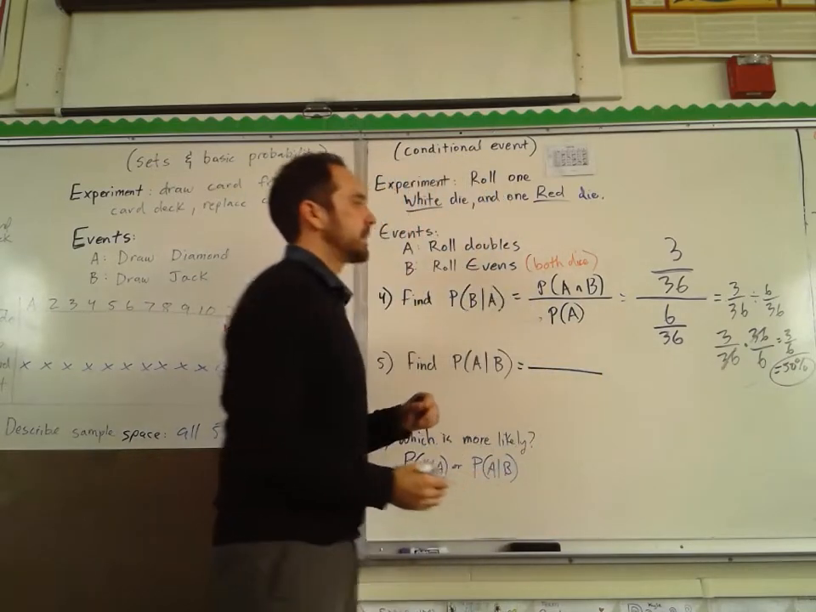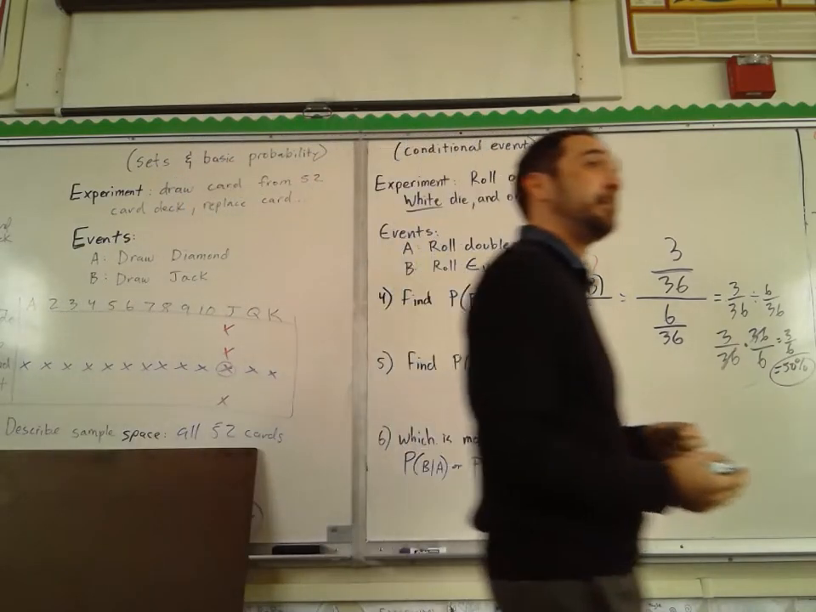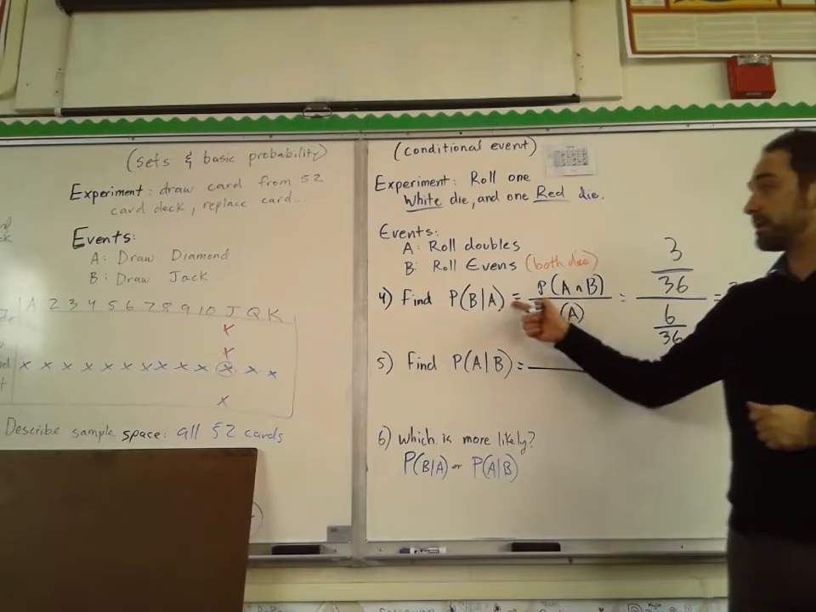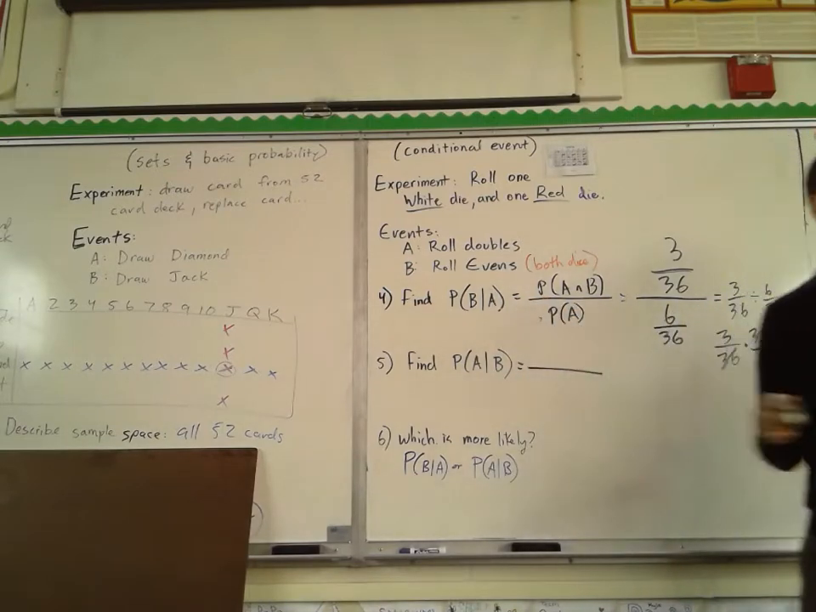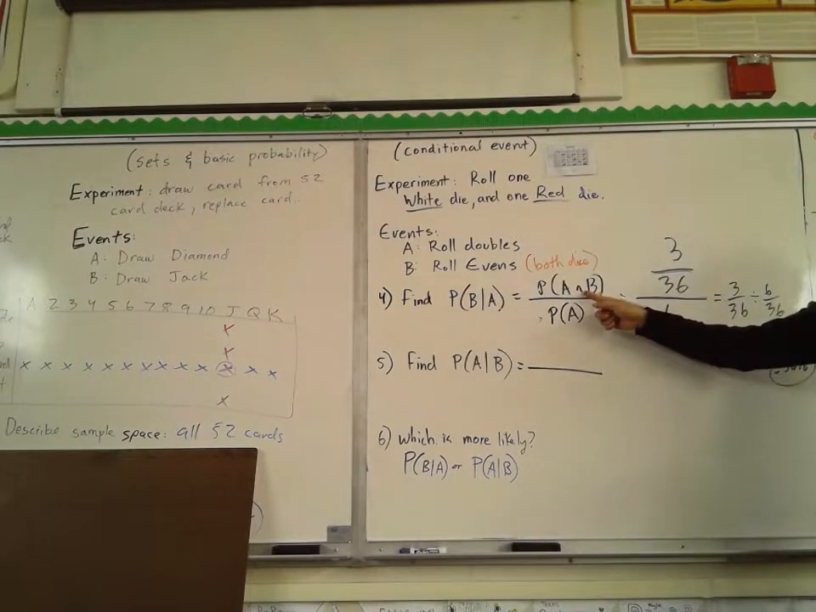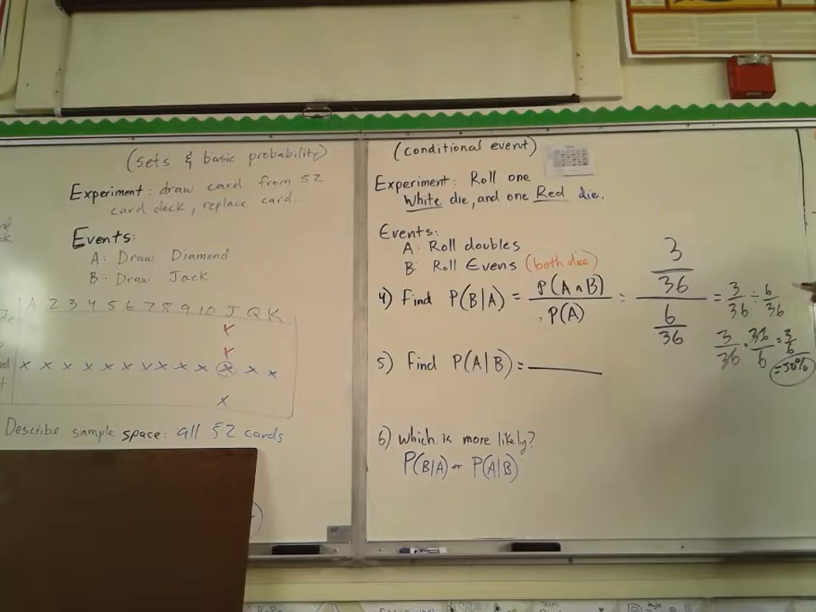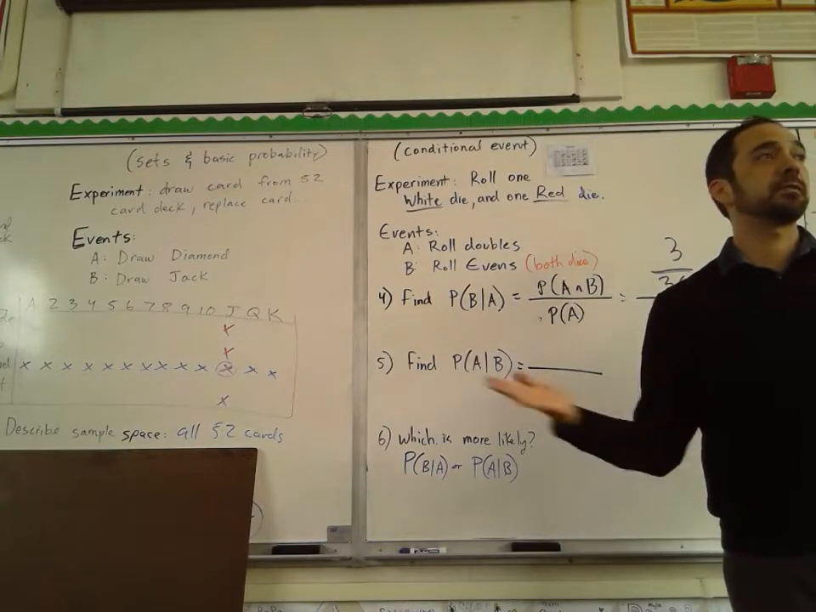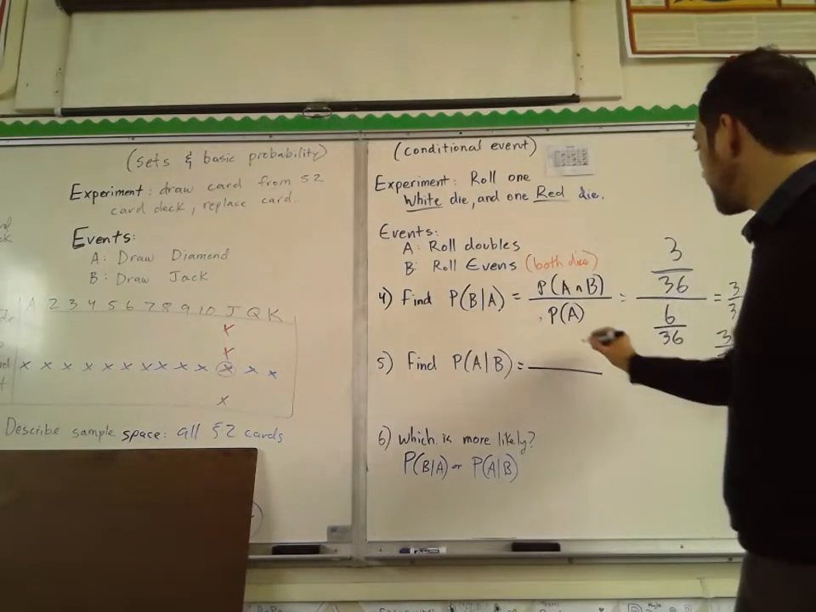Some things are going to be the same. What's going to be the same between working these two out? The intersection is always going to be the same. The intersection of Fruit Ridge and Stockton versus Stockton and Fruit Ridge? Same place. So I know that on top we're going to have 3 out of our 36.